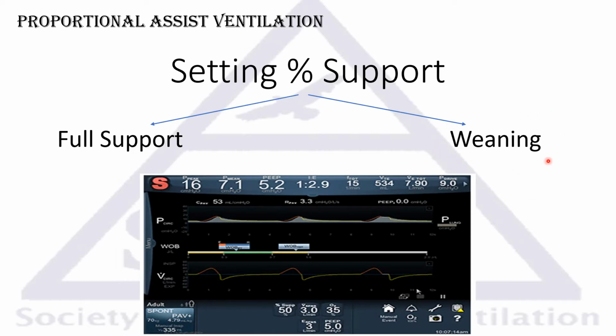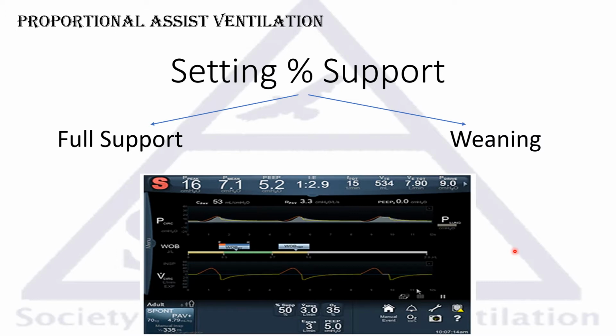When you use it for weaning, usually say the patient is improving. For example, you're in 70% support and the work of breathing of the patient is down here. You can start decreasing it. Usually when you reach about 25% support, meaning that the patient is doing the majority of the work, 75%, and the ventilator is doing 25%, and say the peak inspiratory pressure is low, for example 11 while your PEEP was 5, so the ventilator is giving the patient 5 to 6 of pressure support, which is acceptable for weaning.